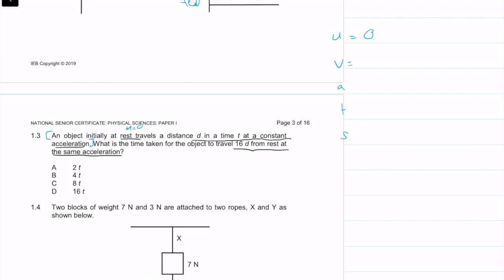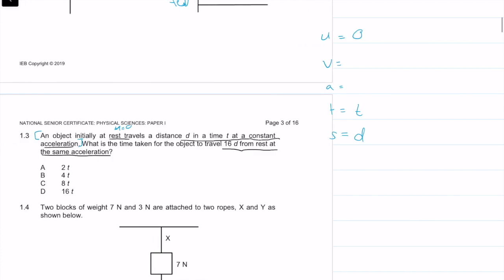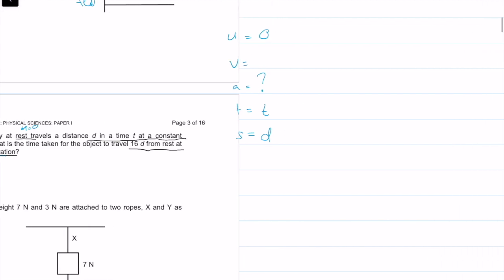Our final velocity is unknown, our acceleration is unknown as well. Our time is t, and our displacement is d. What we know for both parts of the question is that we have the same acceleration. So I want to solve for this acceleration in the first part. I can use the equation s equals ut plus a half at squared. So s is equal to d, u is equal to 0 so that entire term goes to 0, and d is equal to a half at squared.